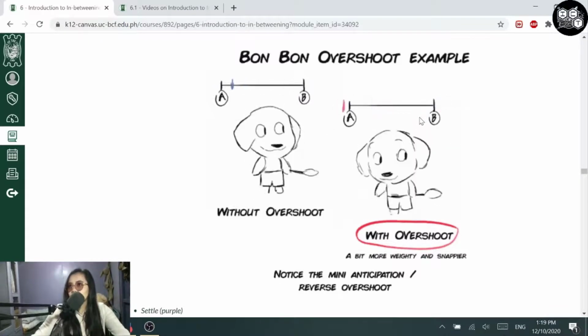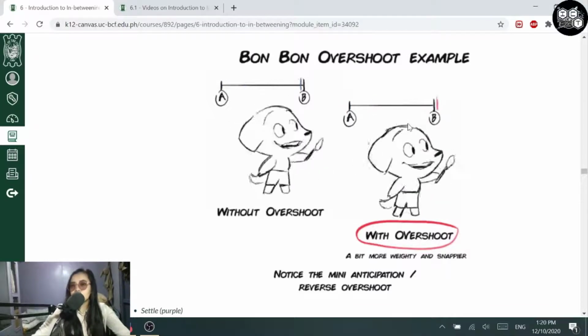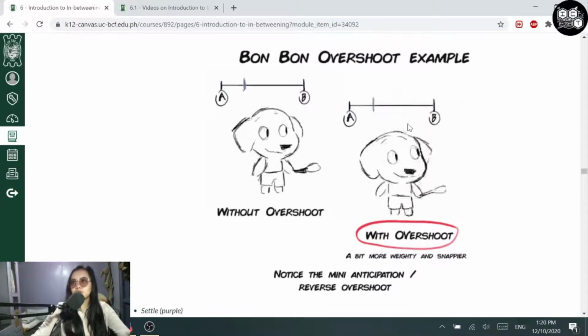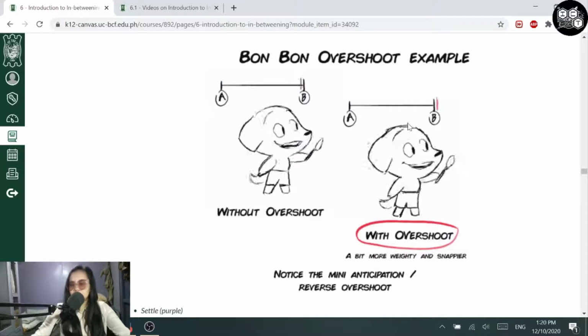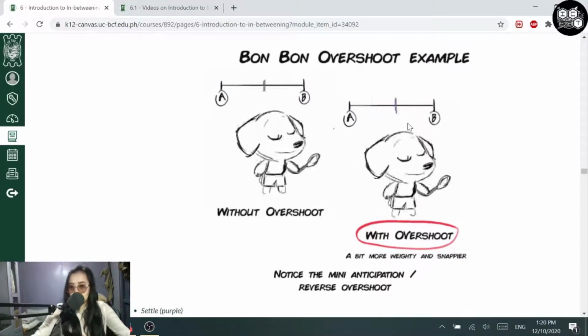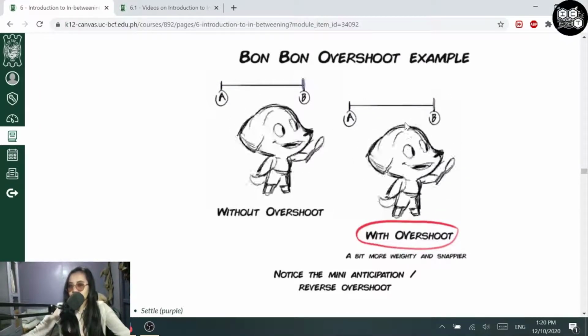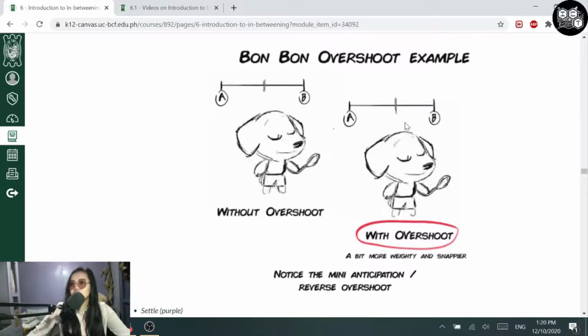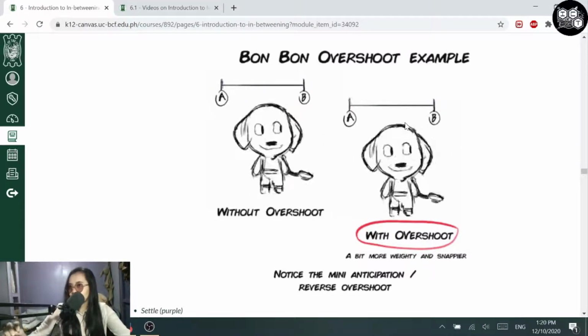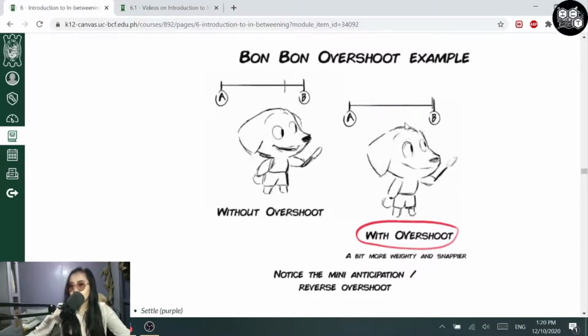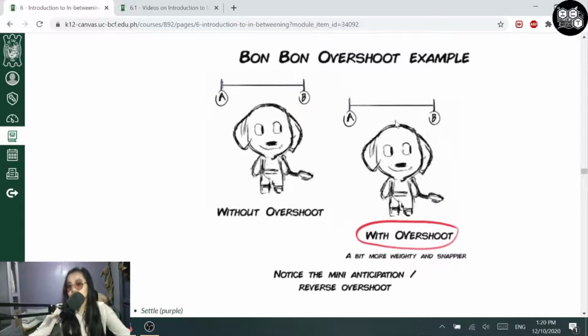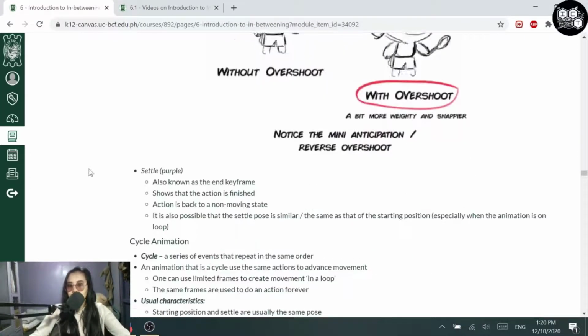Let's say if you want to animate someone using a gun, you need to have that kind of reaction. That reaction is like the overshoot before the user can go back to the normal shooting position. And then we have, of course, the settle, which is the final keyframe.